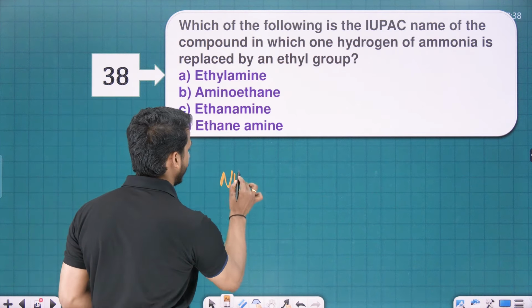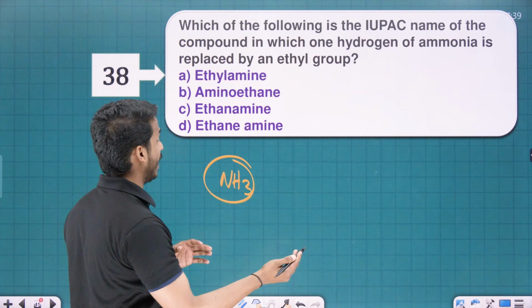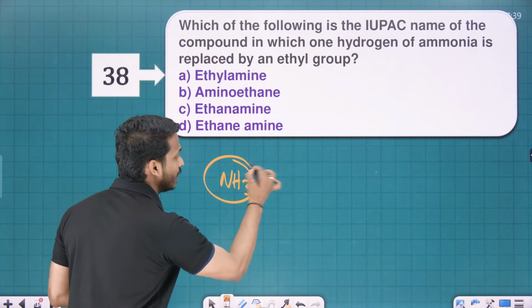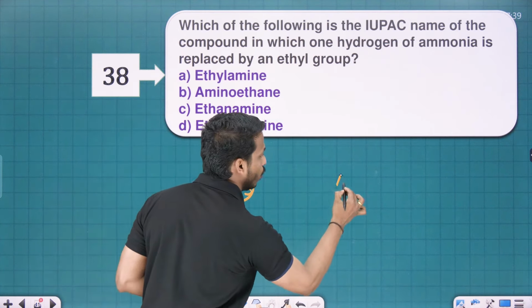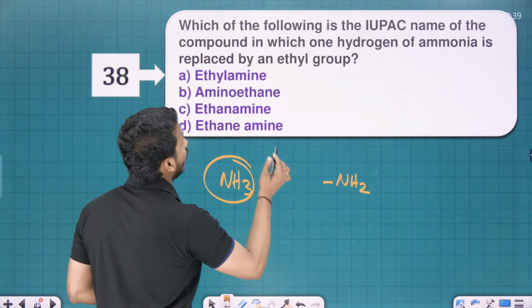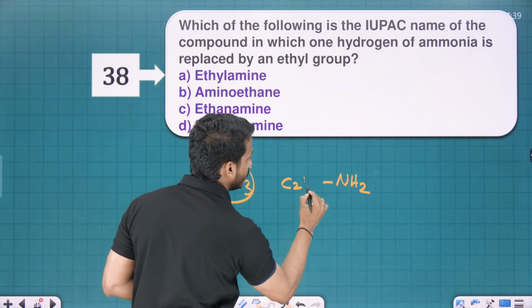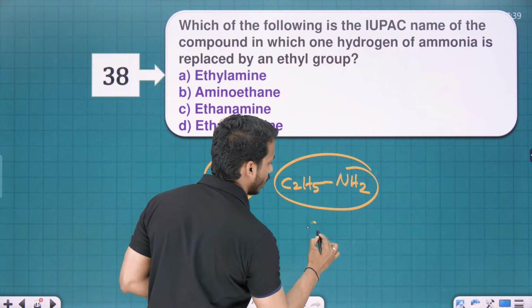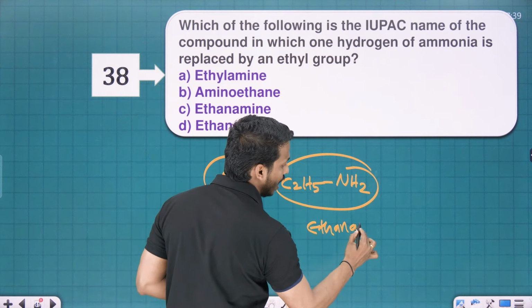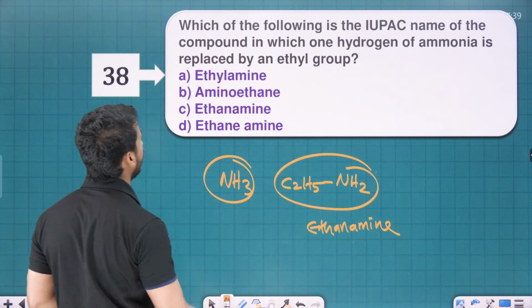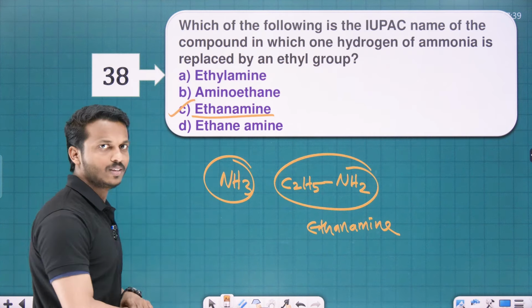Now, which of the following is the IUPAC name of the compound in which one hydrogen of ammonia, NH3, is replaced by an ethyl group? One hydrogen is removed, so it becomes NH2 with an ethyl group, C2H5. What is the name of this compound? Ethanamine, right? Where is ethanamine? Option C.